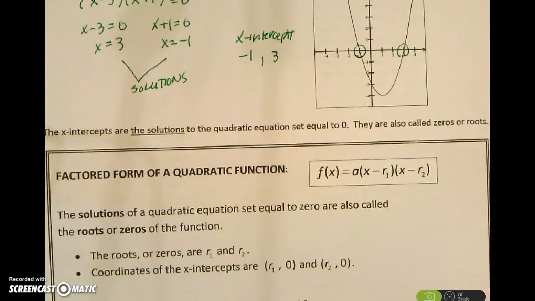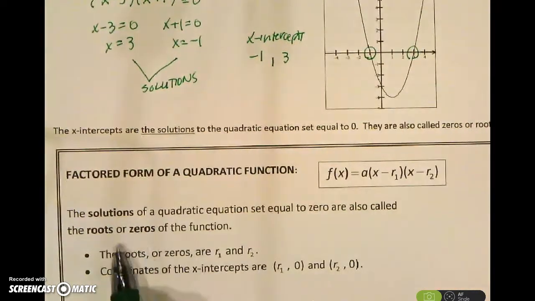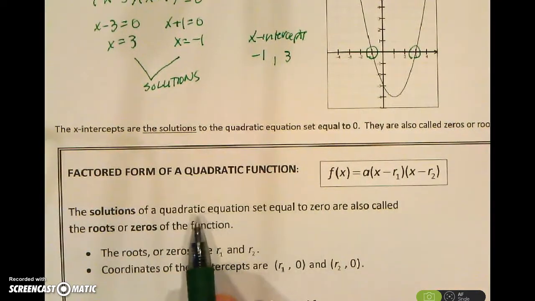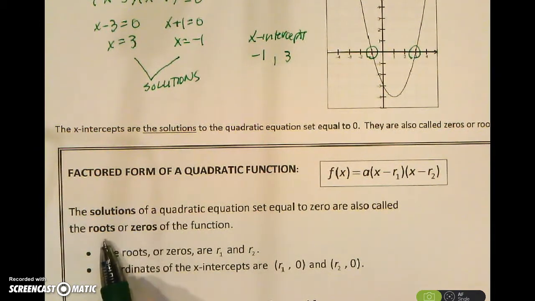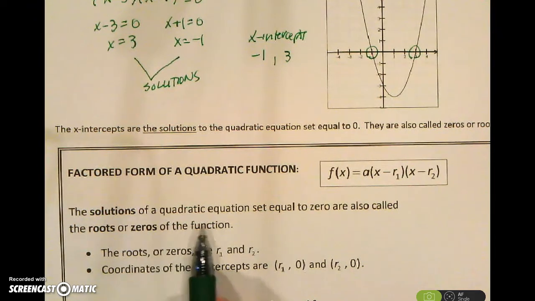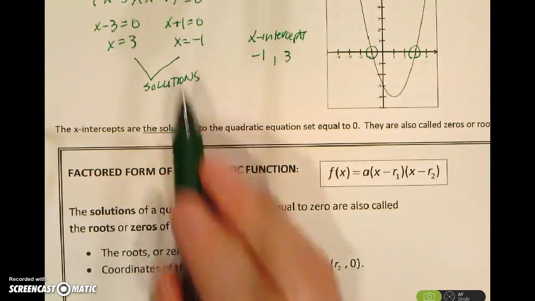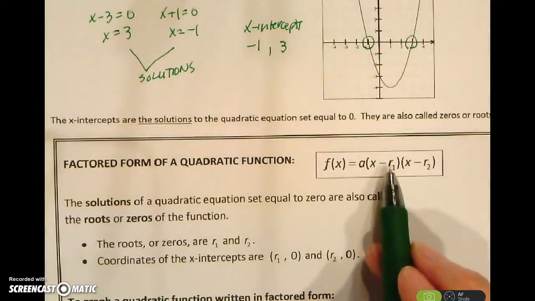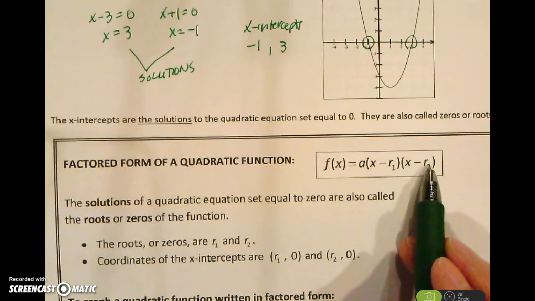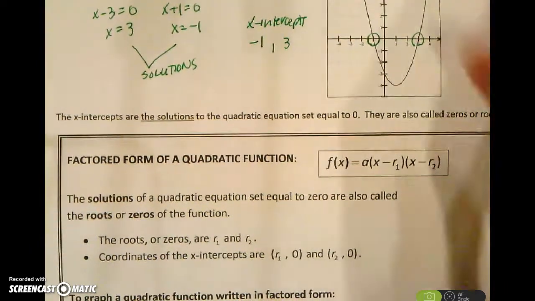And our factored form of a quadratic function will look like this. The solutions of a quadratic equation set equal to 0 are also called the roots or zeros of the function. Zeros, because they're the solutions when we set it equal to 0. The roots or zeros are called R1 and R2. So these are my solutions, and they're also the coordinates of the x-intercepts, R1 and R2.